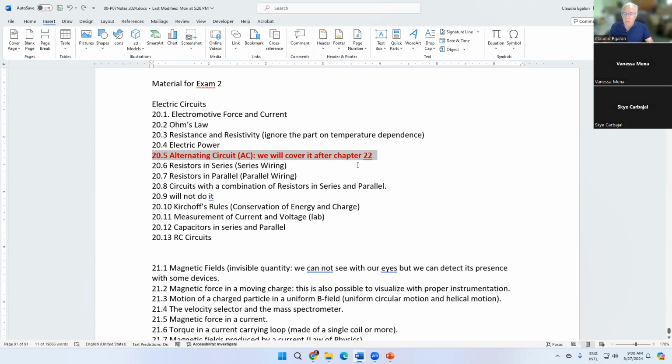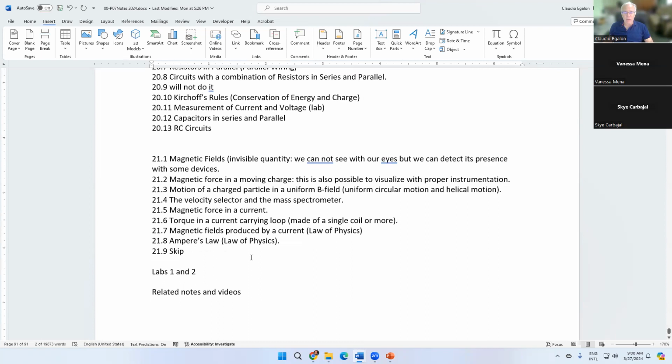Alternating circuit. We'll cover it after chapter 22, and it will be part of exam 3. Don't worry about this section. It's not gonna be in exam 2. It's gonna be exam 3. Let me emphasize that. What else do you have to worry about for this coming exam? Labs 1 and 2. And try to review the notes and the YouTube videos that I showed to you. They are very helpful.